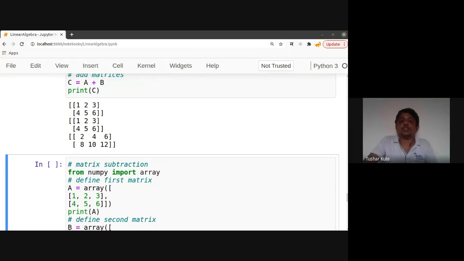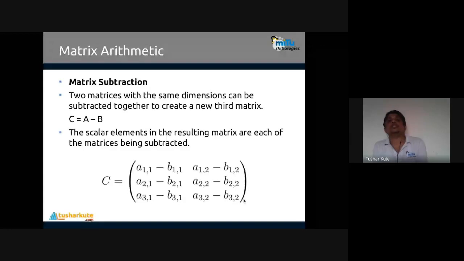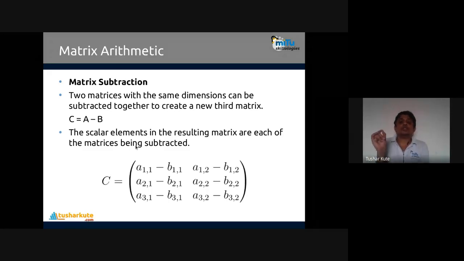Just like that, all other operations are also possible. Just like for vectors, we'll take a summary of it, and then we'll take a summary of all the programs at a time. See, subtraction is done the same way. Two matrices with the same dimension can be subtracted to create a new third matrix. The same way, instead of plus, I have the minus symbol here.